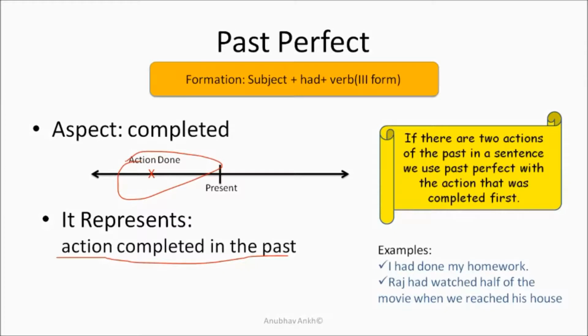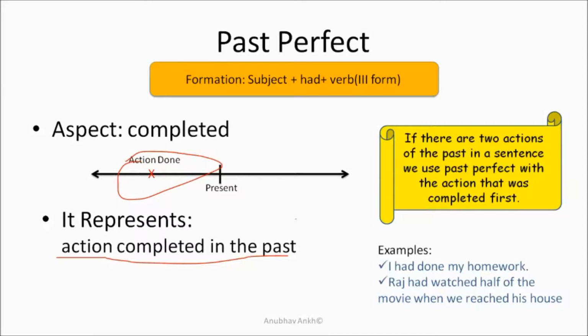Important note: if there are two actions of the past in a sentence, we use past perfect with the action that was completed first. Same thing as it was in the past continuous tense. Clear? The action which was completed first gets past perfect and the second one gets simple past.